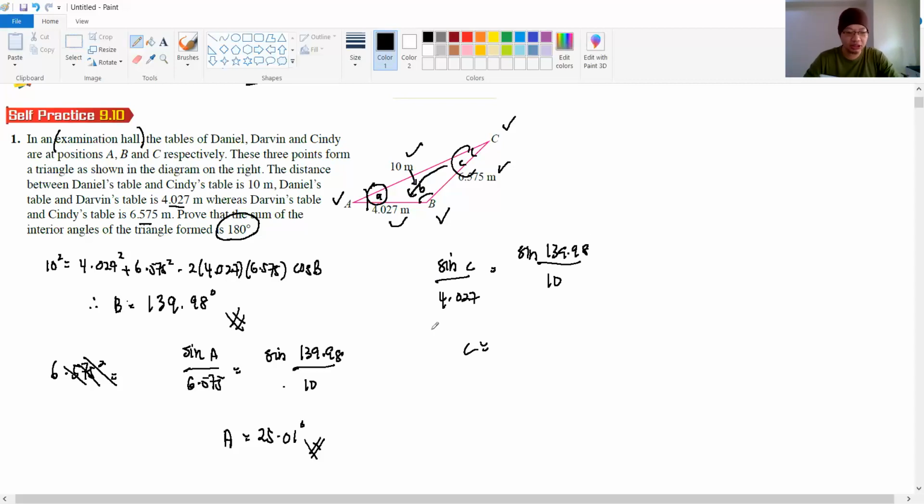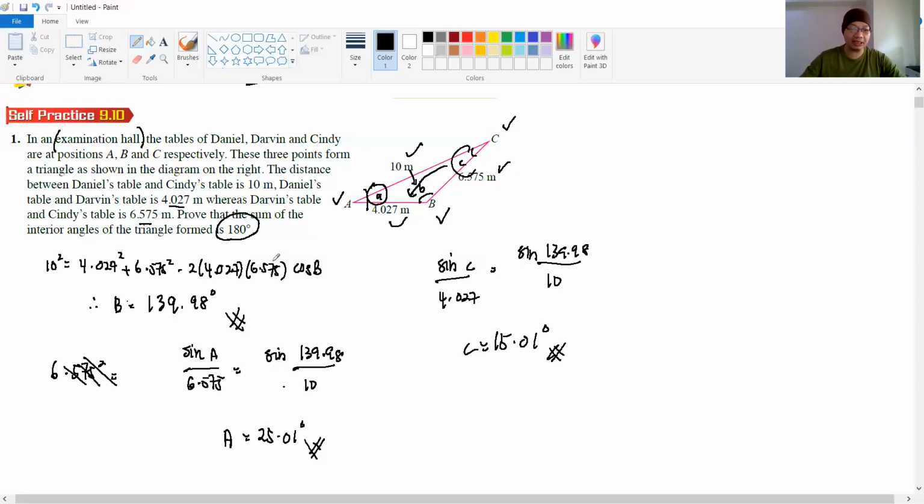So 4.027 sine 139.98 divided by 10, shift sine, answer. The answer is 15.00 something, so you need to round off to 2 decimal places. So the answer will be 15.01 degrees. Done. Guys, this is your A, B, and C angle.